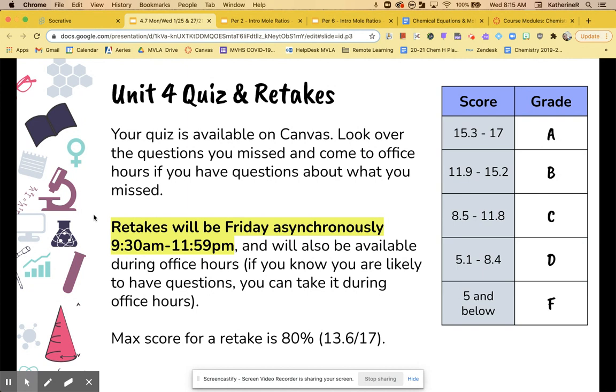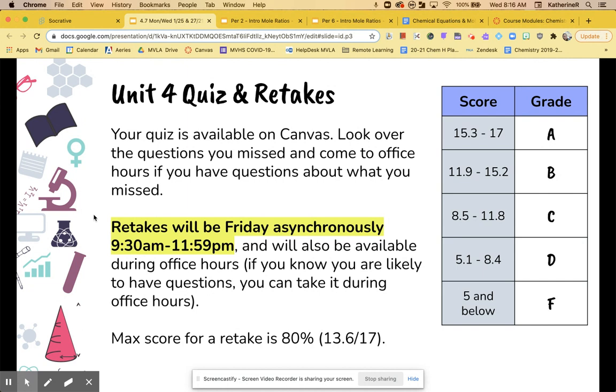If you would like to take it during office hours with a teacher, you'll need to take it with Mr. Sohal. I unfortunately am not available for office hours for this class on Friday, but he is a great teacher. If you know you're someone who's likely to have questions while you're taking the retake, then you can always go to his office hours. I'll post something on Canvas so that you can do that.